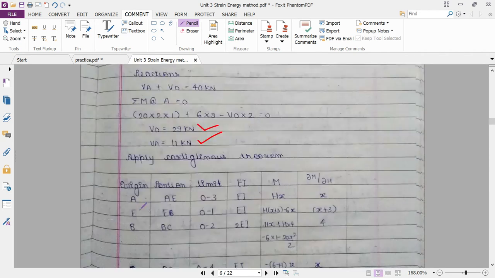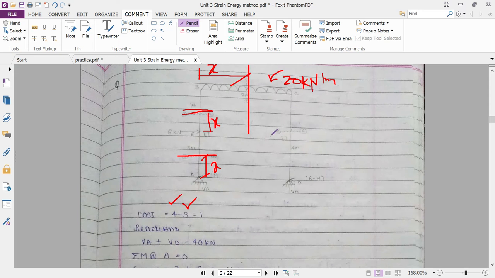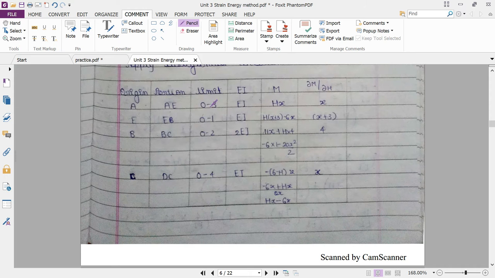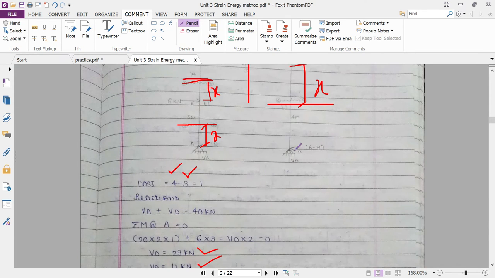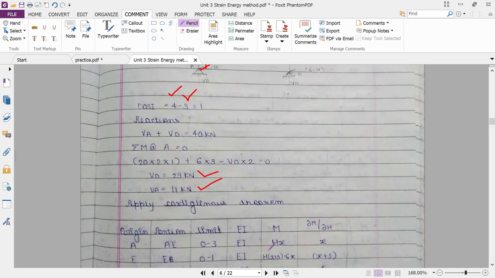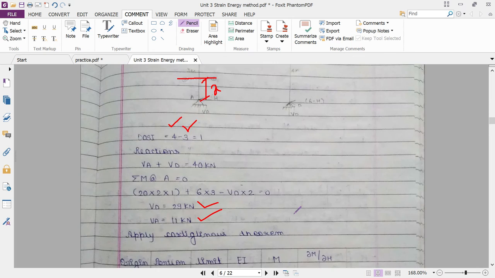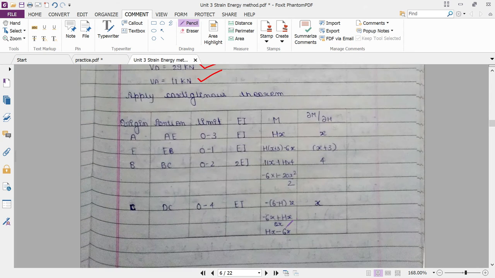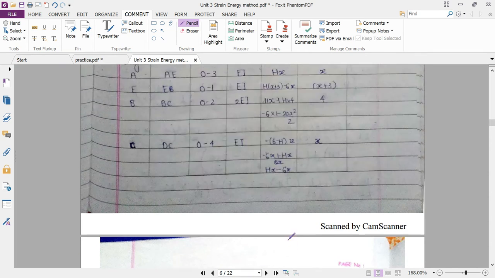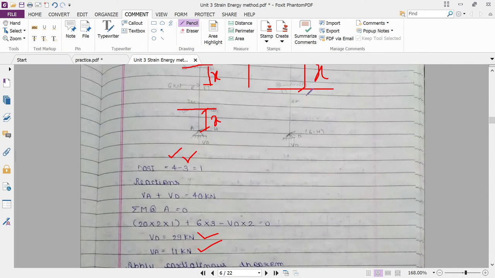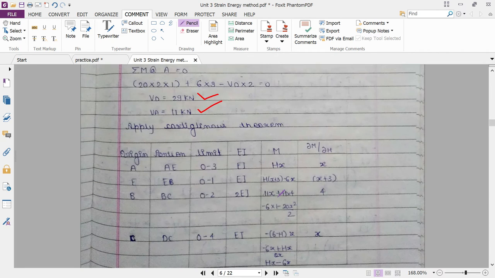Then finally C, at point C we can cut this section here and we will get the section here, x, like this. So we will get the limit 0 to 4, EI is EI. Here minus 6 into h is already there, into x distance we have to consider. Then minus 6 into h plus x, like this. So minus 6 minus h into x we have to consider like this.